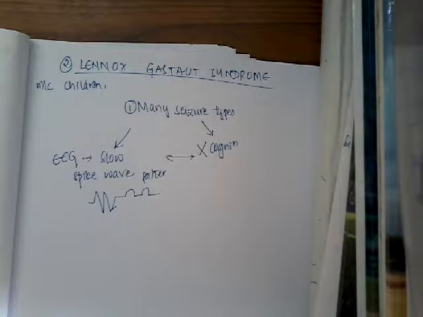Why does a child suffer from this? It can be because of CNS disease or dysfunction. This can be because of trauma, some injury, or infection causing meningitis or encephalitis, or it can be hypoxia or birth injury, that is perinatal asphyxia. All these can lead to Lennox-Gastaut syndrome. It mostly has a poor prognosis.